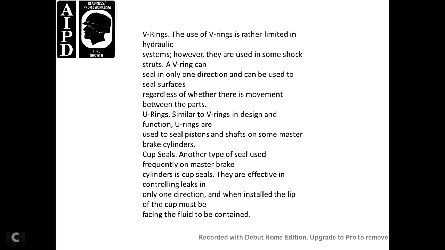V-ring. The use of the V-ring is rather limited in hydraulic systems. However, they are used in some shocks and struts. The V-ring can seal in only one direction, and can be used to seal surfaces regardless of whether there is movement between the parts. U-rings. The U-ring is similar to the V-ring in design and function. U-rings are used to seal pistons and shafts on some master brake cylinders.